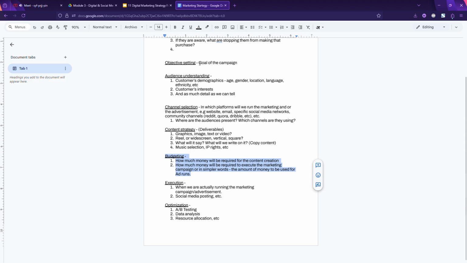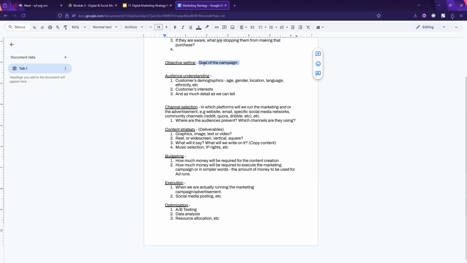Say we have 5 goals. For each goal, the audience understanding, the channel selection, and the content strategy might all be different. But then we will have a fixed amount of budget. Even if it's a very high budget or a very low budget, we will still have a fixed amount, and that budget will get divided across the 5 goals.